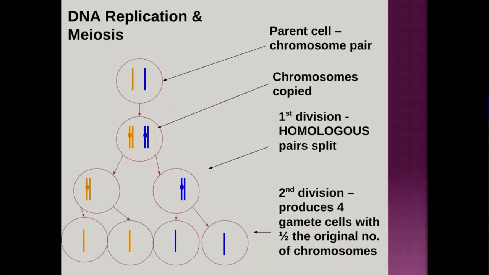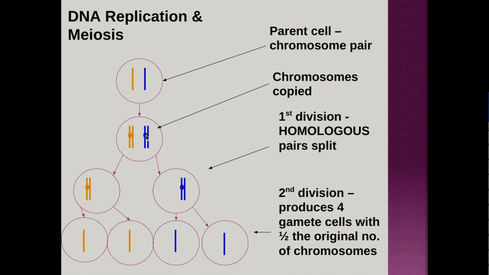Here's a little overview of meiosis. The first thing that has to happen, just like in mitosis, is DNA replication. The really simple cell here, we're starting with 2 chromosomes. They do DNA replication, and the chromosomes are copied. So now we've got sister chromatids.